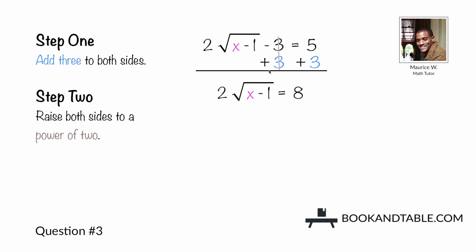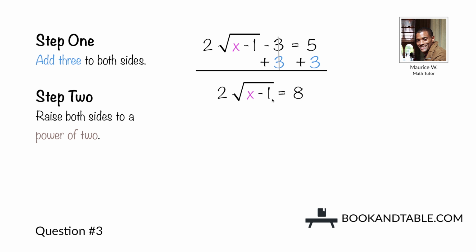Step 1, add 3 to both sides. This gets rid of this constant, negative 3, isolating our radical term. On the right side, we have 5 plus 3, which gives us 8 on the right side.